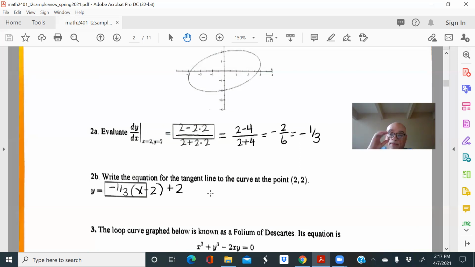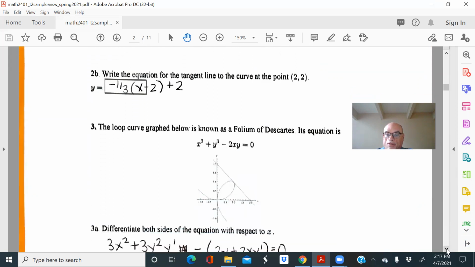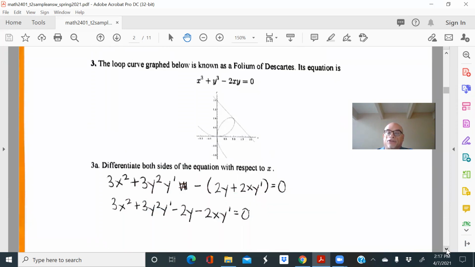Now, in the next problem, we're going to repeat this whole process, except we have to do implicit differentiation. Here we have another curve, which is not a function. Never mind the straight line here, we're going to talk about that in just a moment. That's a tangent line. But the curve we're interested in is this loop curve here.